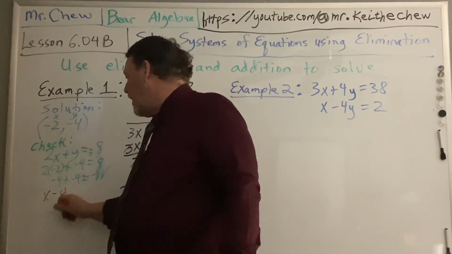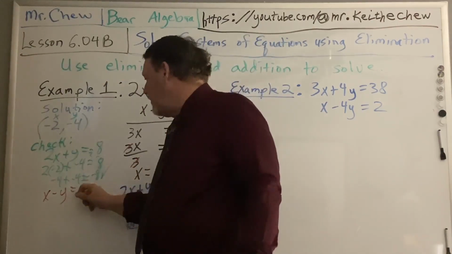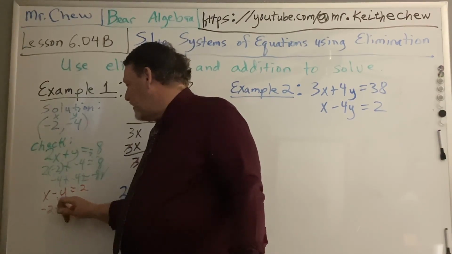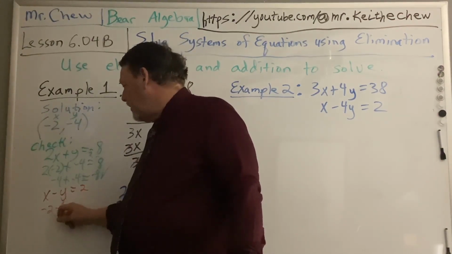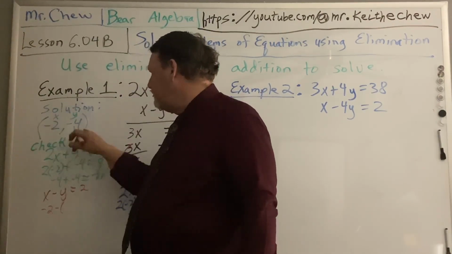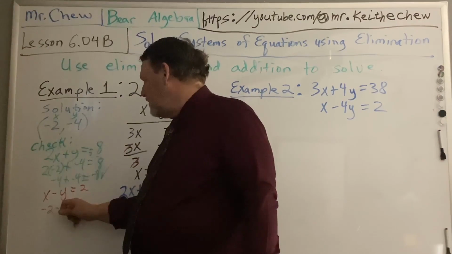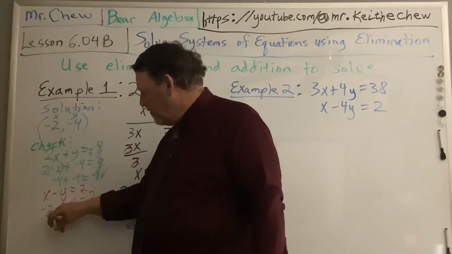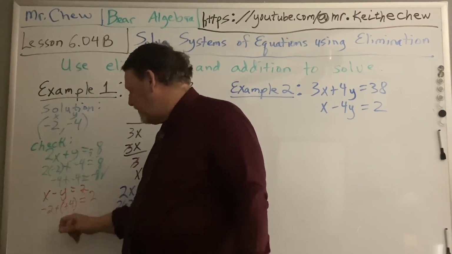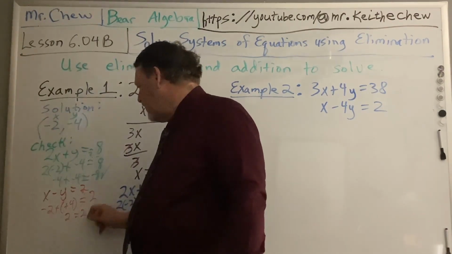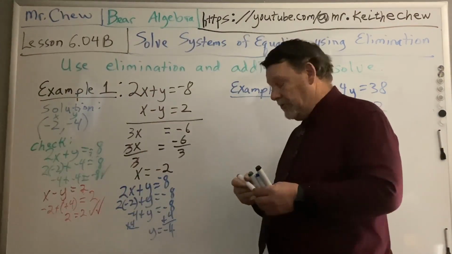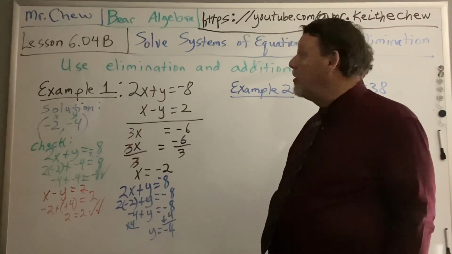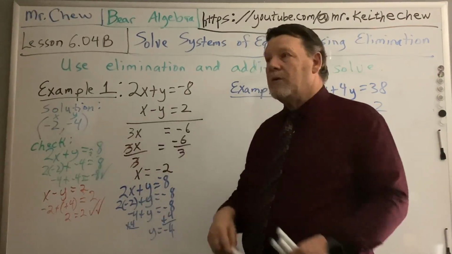So x minus y equals 2. Now I substitute the x here. Negative 2 minus, in parentheses, negative 4. Does that equal, with a question mark, 2? Minus a negative changes to plus a positive, so 2 equals 2. Now when they both check, it means that is a solution. And if you were to graph these two lines on the same coordinate grid, they would intersect at the point negative 2, negative 4.